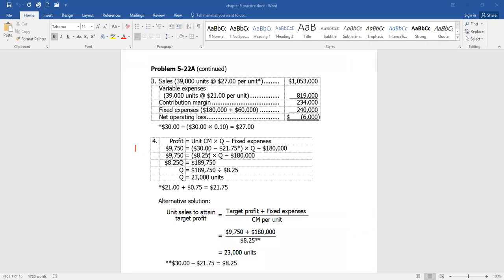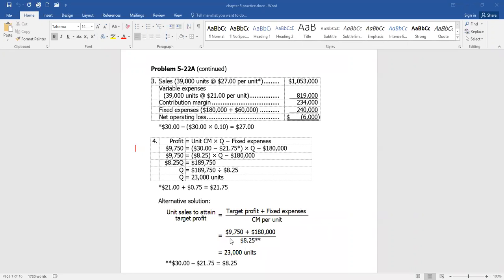Well, our contribution margin per unit is going to change from $9 to $8.25. $30 selling price minus a new variable expense of $21.75. You need to add that 75 cents for the new packaging. So if our contribution margin per unit is at $8.25, we want to make a $9,750 profit and have fixed costs of $180,000, doing the algebra, you would have to produce or sell 23,000 units.